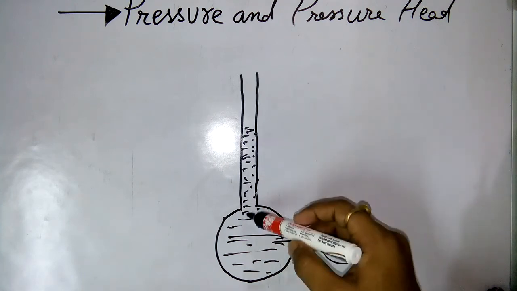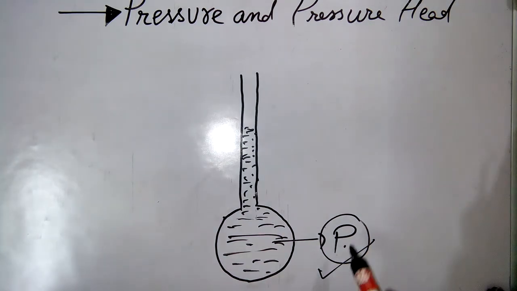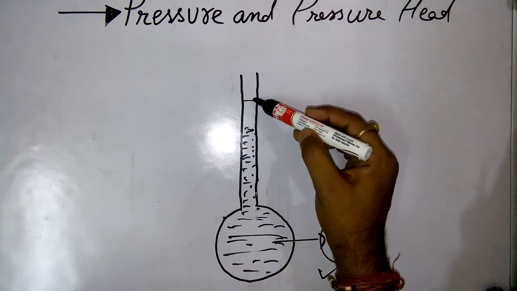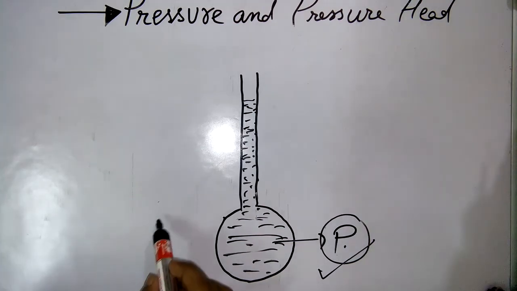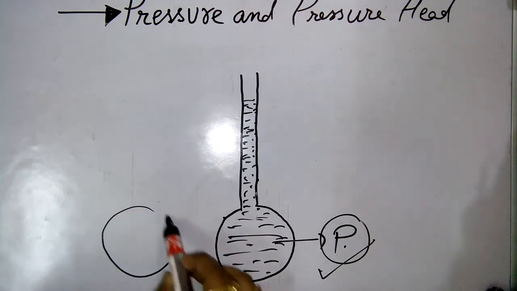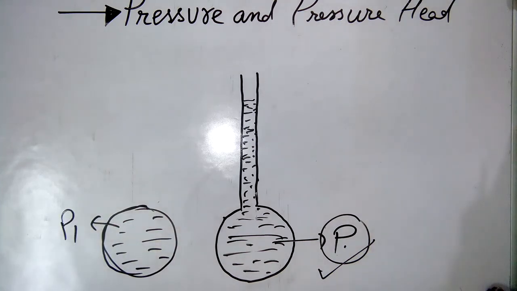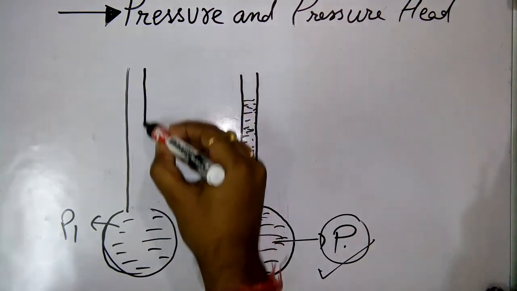Now, why has this liquid risen up? Because it has got some pressure. If the pressure of the system is more, then this liquid would have risen more. Can you understand? Suppose there is another system here. It is also having pressure P1. Suppose you don't know which pressure is more. Then how to check? Just have one piezometer. This arrangement is known as piezometer.